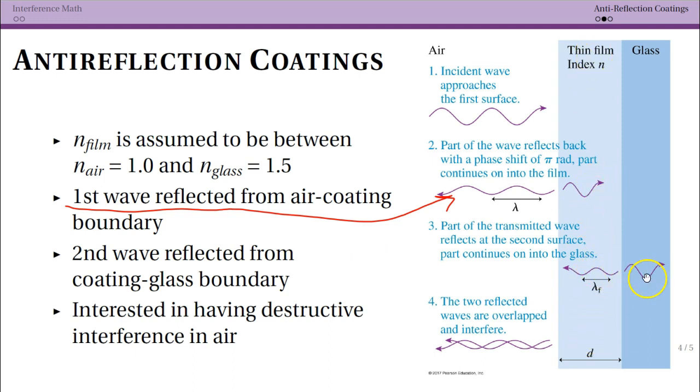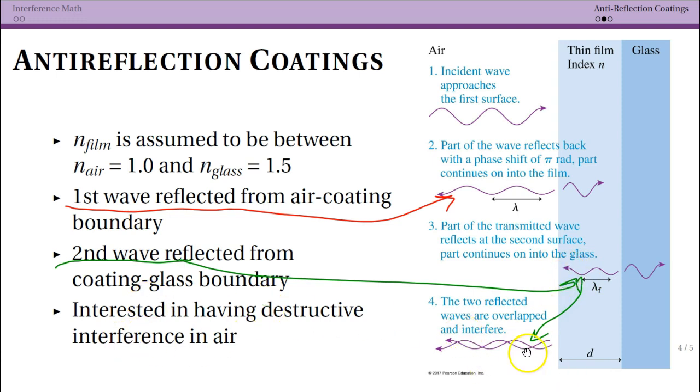The second wave that we're interested in is actually the wave that is formed from the reflection between the thin film and the glass. So the second wave we're interested in is going to be this one. But we're not actually interested in it when it's in the plastic. We're interested in it when it then leaves. So this wave can be transmitted. Now you might argue that a little bit of it gets reflected too. That's true, but that's not what we care about.